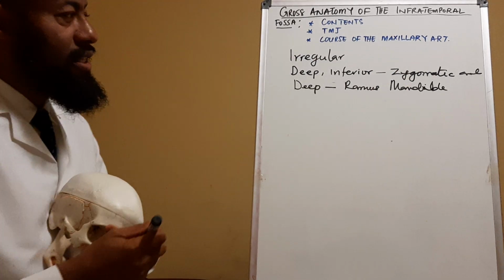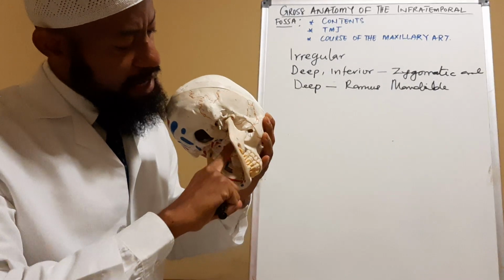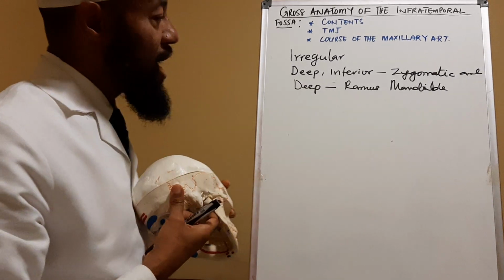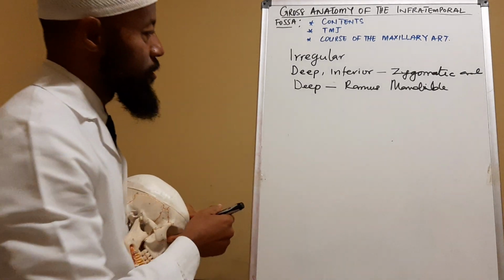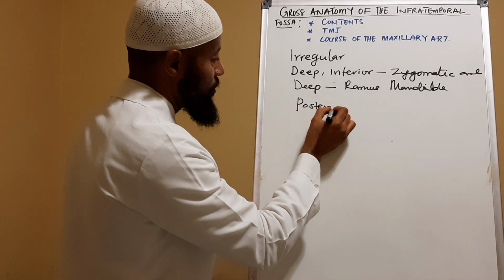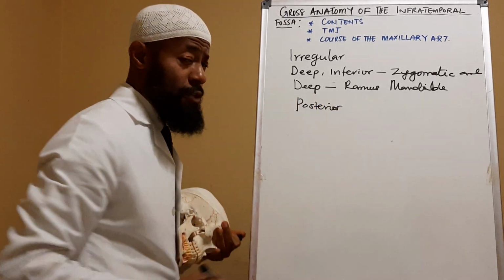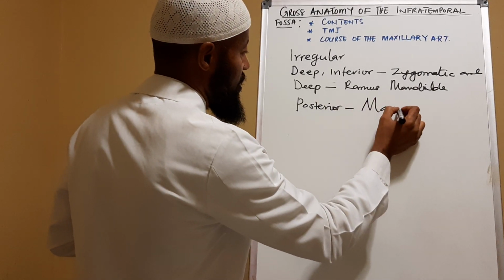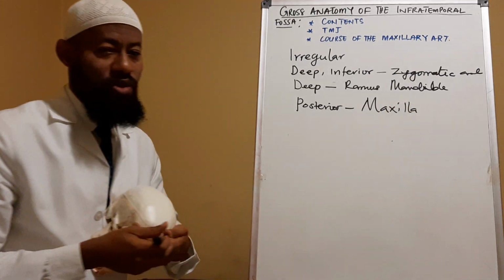Look at that. It is deep to the ramus of the mandible. And finally, it is posterior. Posterior to where? It is posterior to the maxilla.